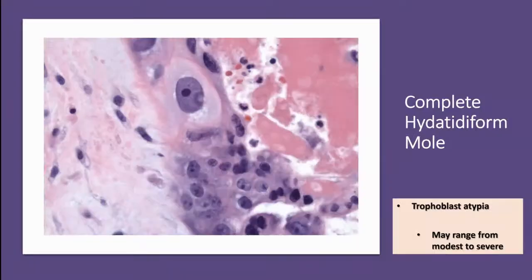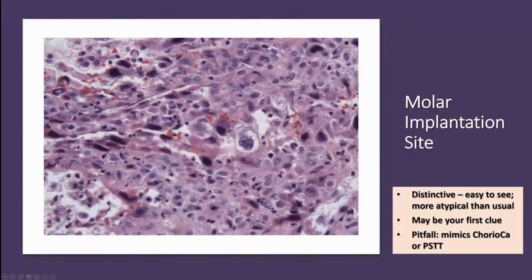Complete moles have trophoblast atypia, which, as I said, is often much more extreme than typical trophoblast atypia, but it can range quite a bit from rather modest to severe. So be on the lookout for cases of complete mole which aren't quite as atypical.